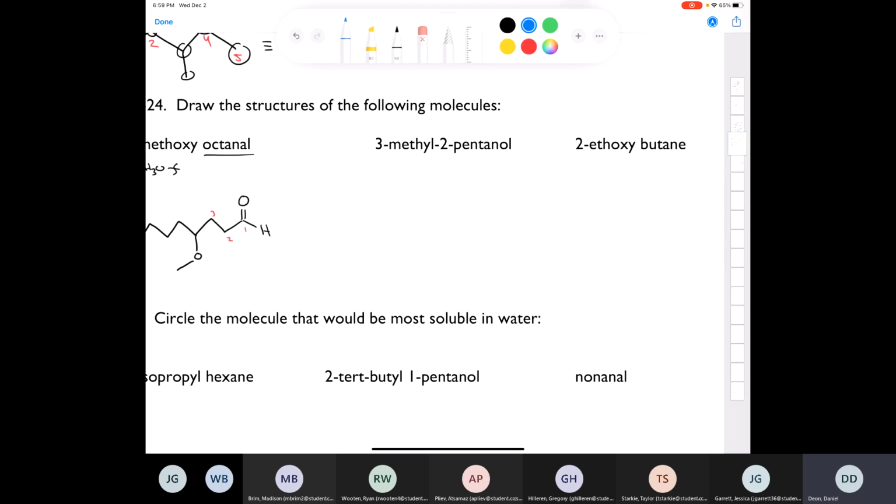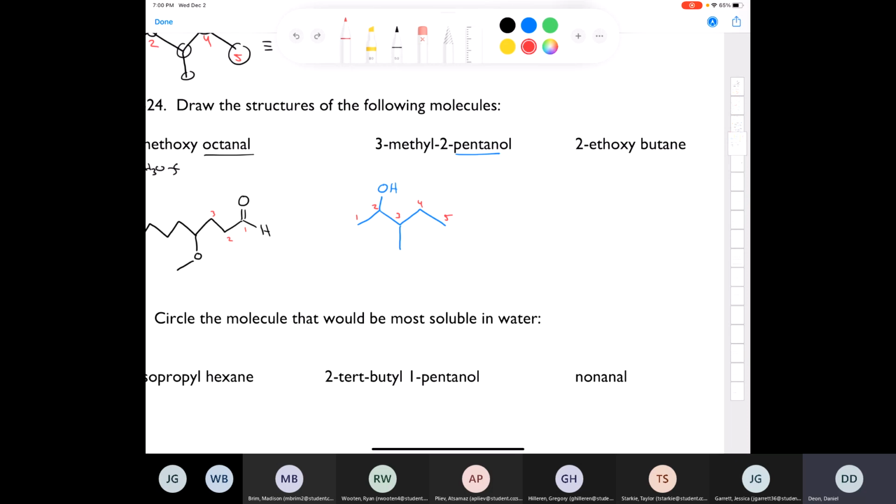Next, we have 3-methyl-2-pentanol. Take the same approach. So we'll start with 1, 2, 3, 4, 5 carbons, right? We have a pentane. And on the second carbon, we're going to have our hydroxyl. So that's a 2-pentanol. On the third carbon, we're going to have a methyl group, right? 1, 2, 3, 4, 5. On carbon 2, we have our hydroxyl. And on carbon 3, we have a methyl group.